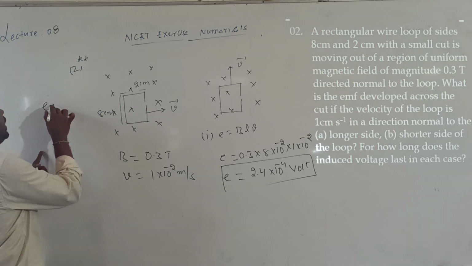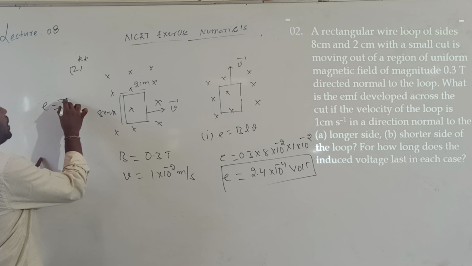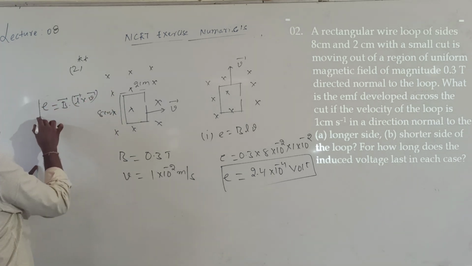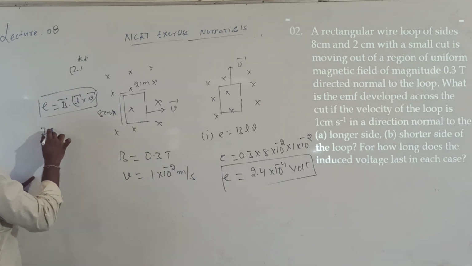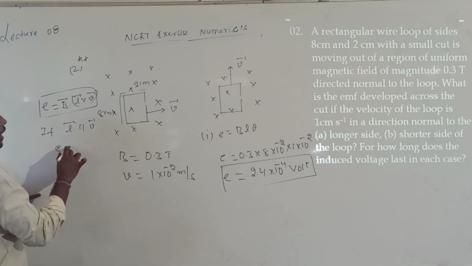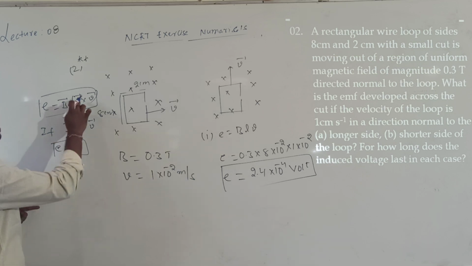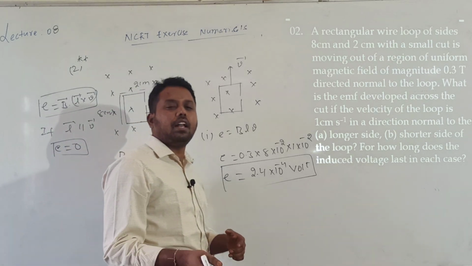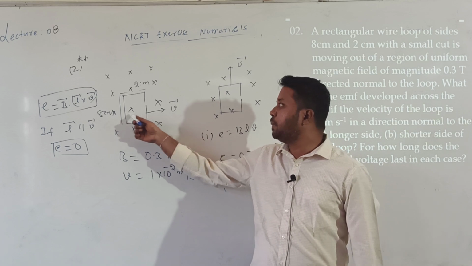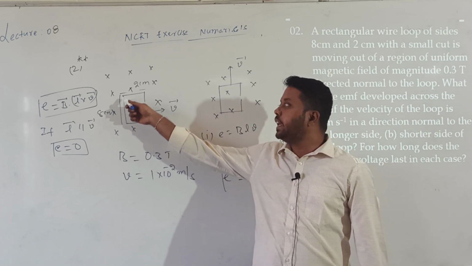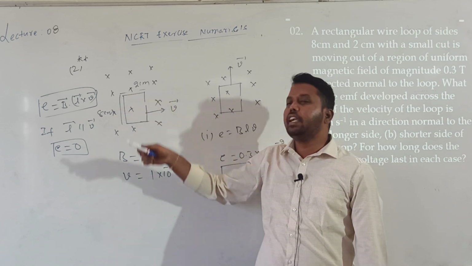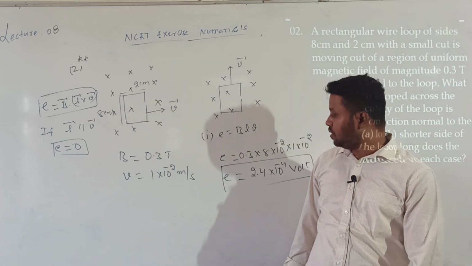The formula for induced EMF is given by B bar dot L bar cross V bar. If L bar is parallel to V bar, then the E value will be equal to 0, because the cross product of two parallel vectors is 0. That's why the induced EMF is 0. Whenever it is moving perpendicular to the longer side, the induced EMF will develop across only the longer side. So along the smaller side, the induced EMF value will be 0.